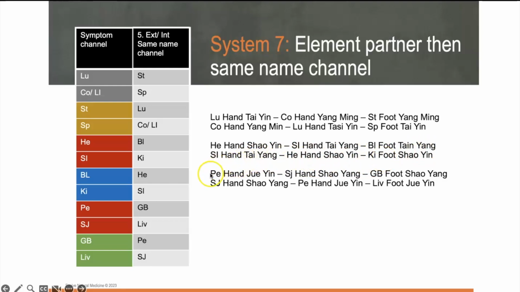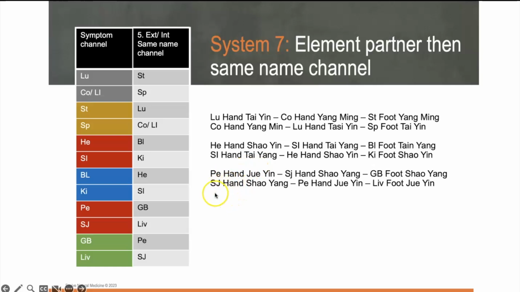The next one is the pericardium, hand jue yin. Its element partner is the sanjiao, hand shao yang. And because we're going from shao yang to shao yang, then obviously that becomes the gallbladder. So the pericardium is therefore balanced by the gallbladder, and the gallbladder can be balanced by the pericardium.